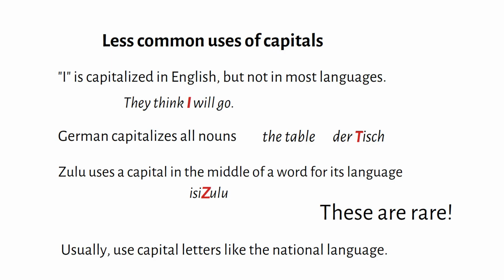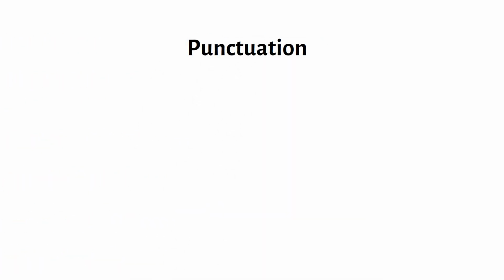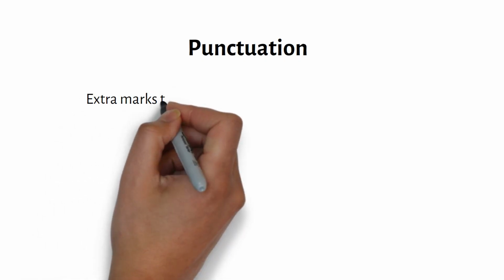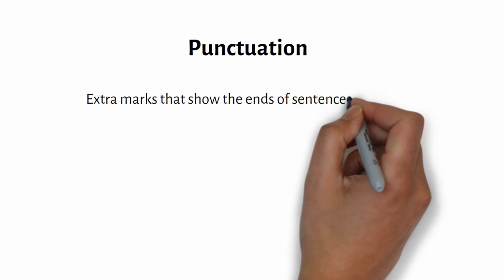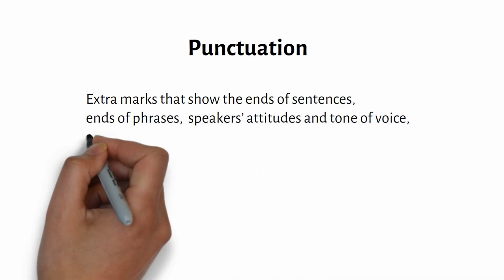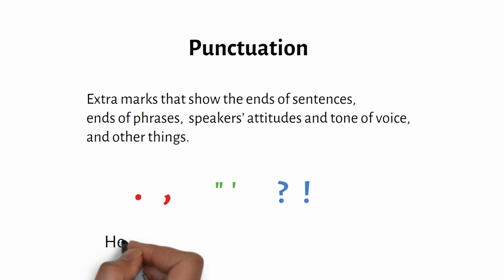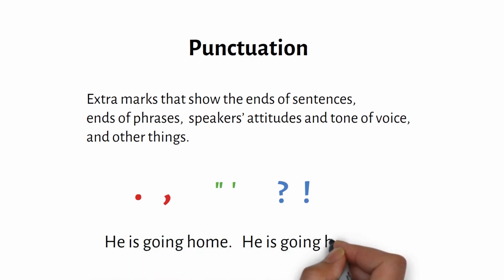I think punctuation may be more complicated than capitals. Can we talk about punctuation now? Punctuation marks are those little extra marks that show the ends of sentences, ends of phrases, speakers' attitudes and tone of voice, and sometimes other things. In English, it can make the difference between the statement, "He is going home," and the question, "He is going home?"